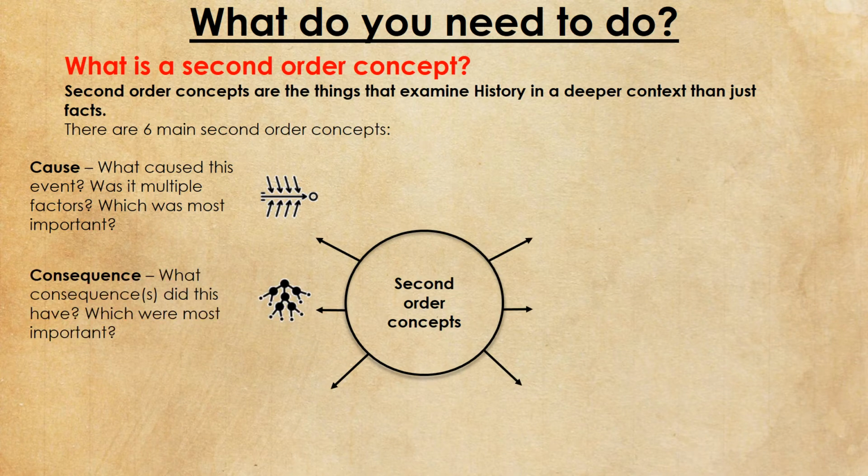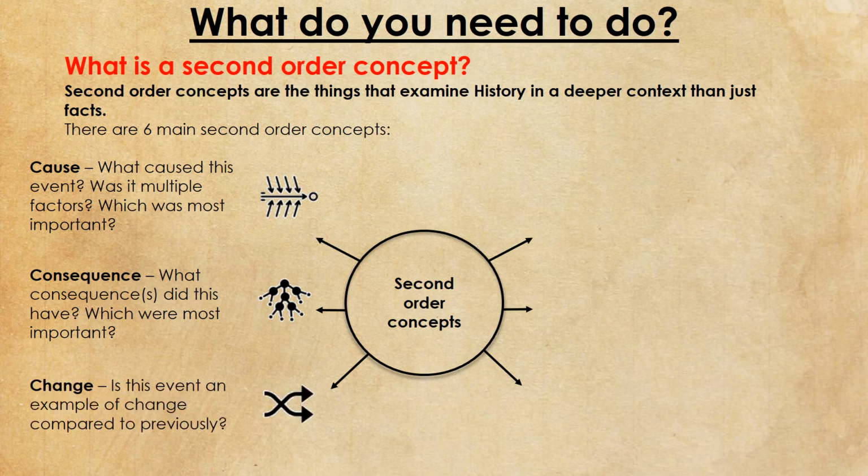You've also got, on the flip side of that, consequence. So what were the consequences of a certain event or action? What did it lead to? Again, which of those consequences were the most important? Was there just one, or was there lots of different ones that had different weighting?